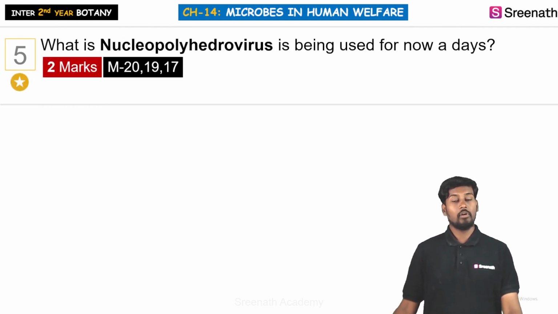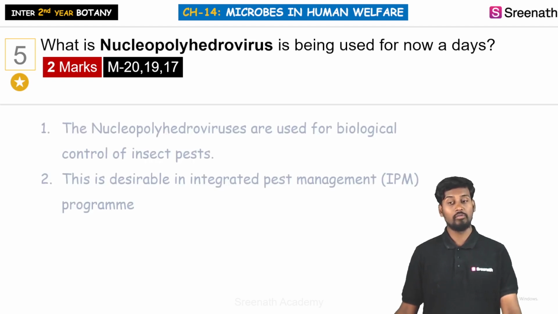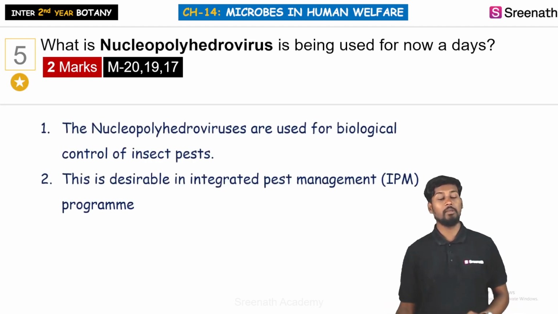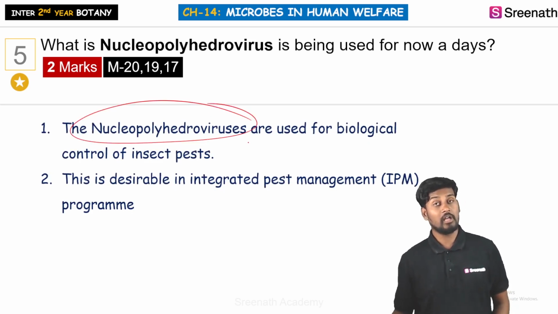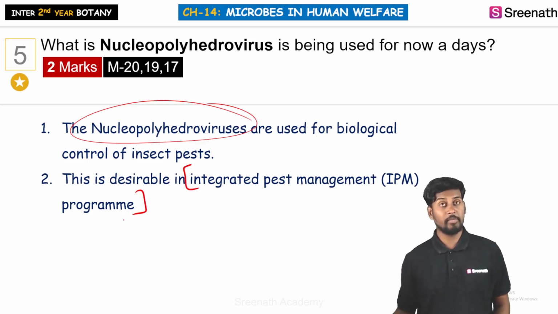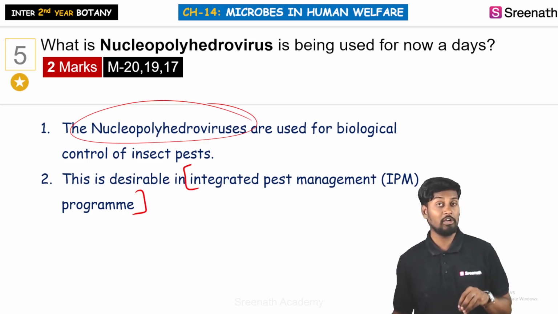Next, nucleopolyhedroviruses. What are nucleopolyhedroviruses and how are they used nowadays? This group of viruses is used for biological control of pests. They are used in integrated pest management programmes to control certain kinds of nematodes and also insects. This group of viruses, nucleopolyhedroviruses, generally controls the pest and also controls the damage to the crop.